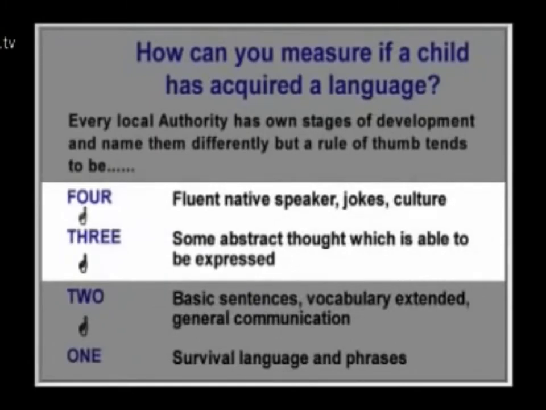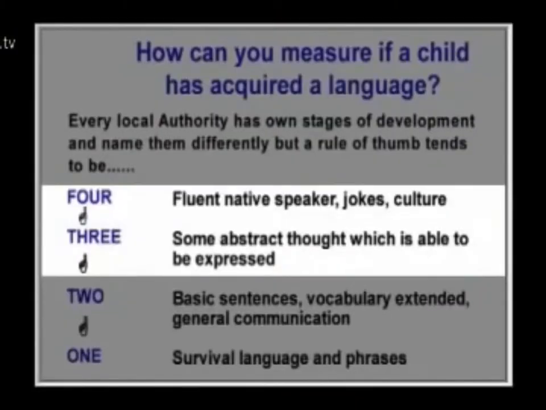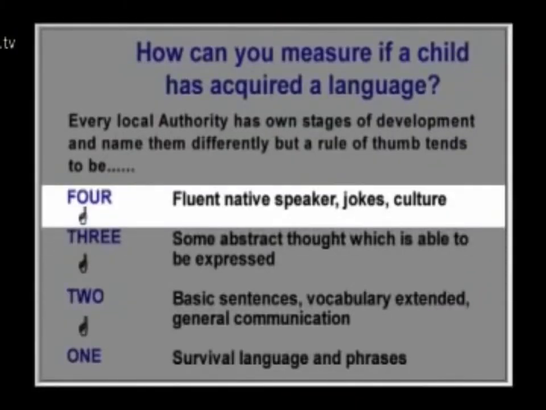Stages 3 and 4, abstract thought. The national curriculum asks us to get children to be abstract thinkers. And yet, it's only a level 3, or stage 3, stage 4, who's able to be an abstract thinker. So this is where they're thinking outside of the box. They're putting an opinion across. And then finally, level 4 is where you are linking with fluent native speakers.